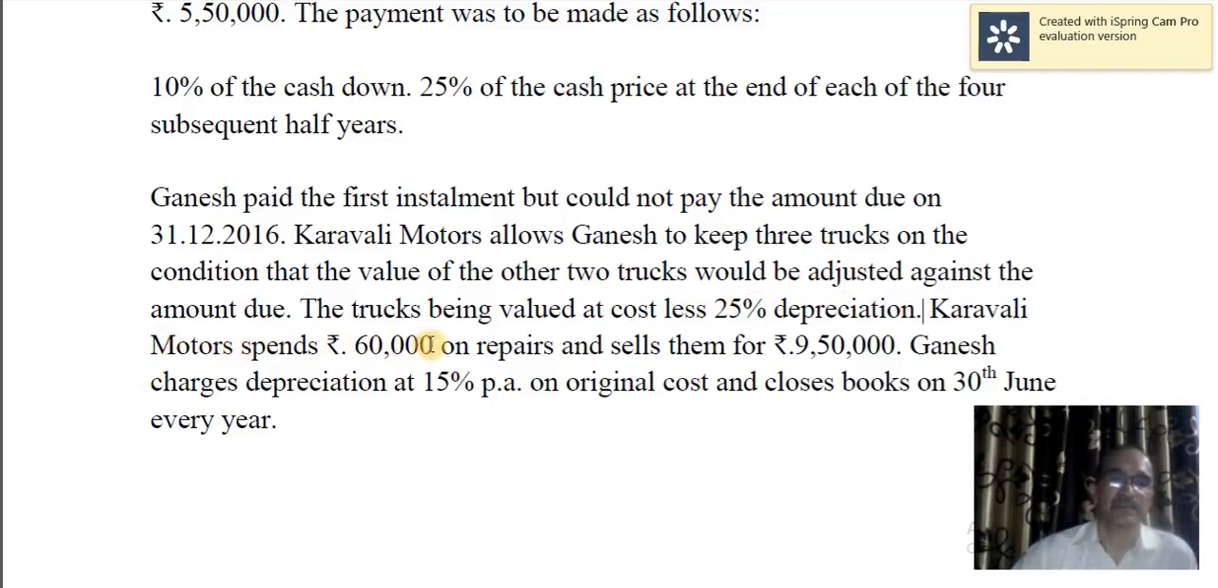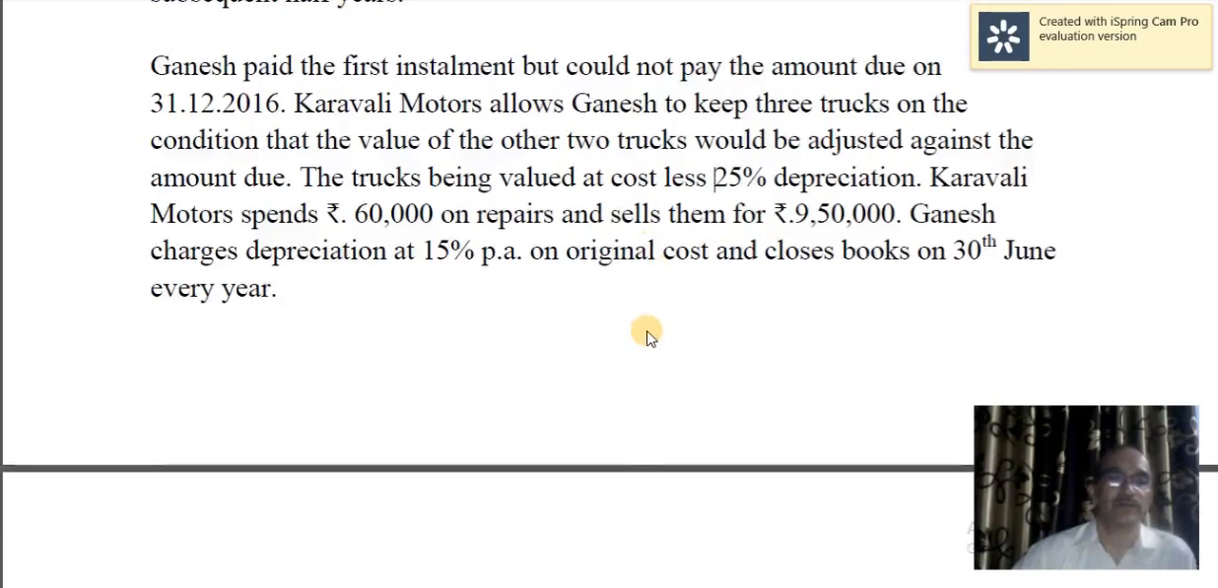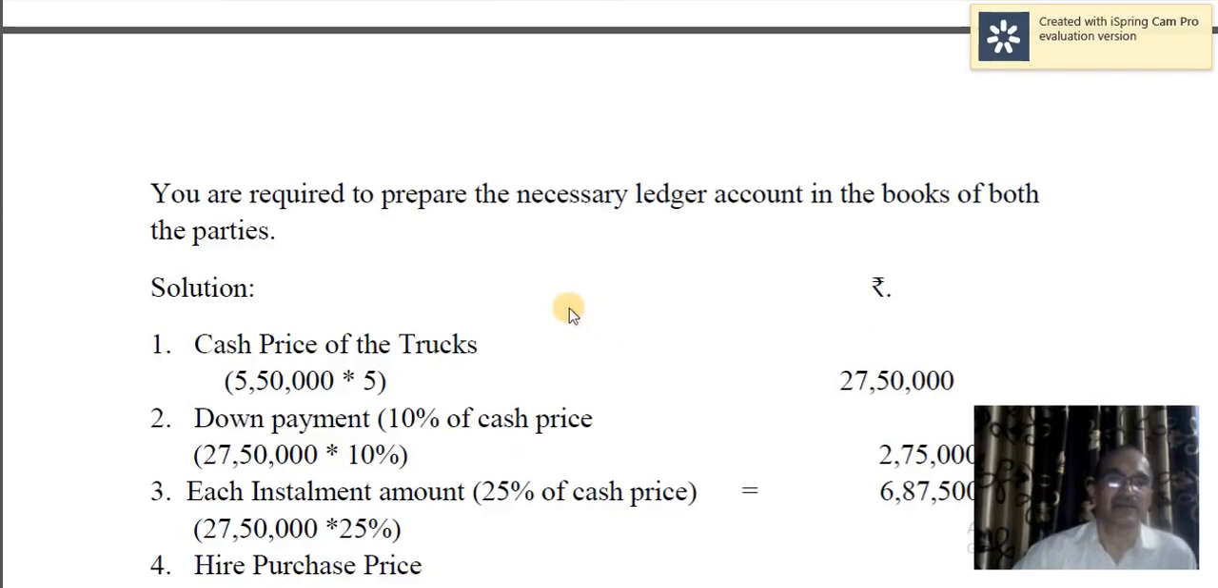Karavali Motors spends 60,000 on repairs and sells them for 9,50,000. Ganesh charges depreciation at 15% on original cost and closes the accounts on 30th June. Normal depreciation is 15%, but special depreciation is 25%. Okay, let us look into the details.